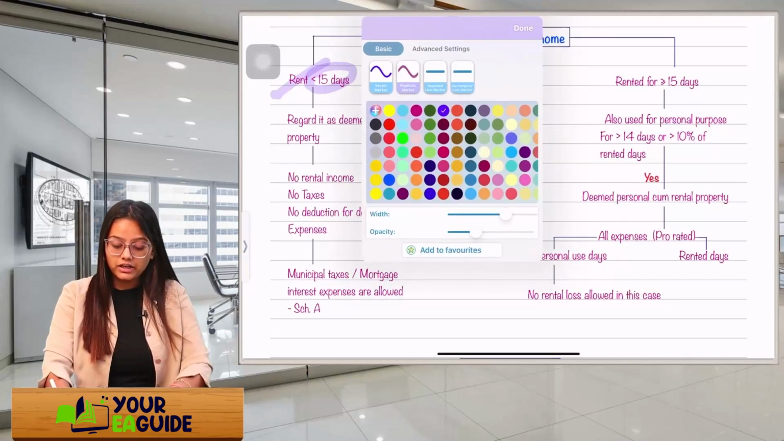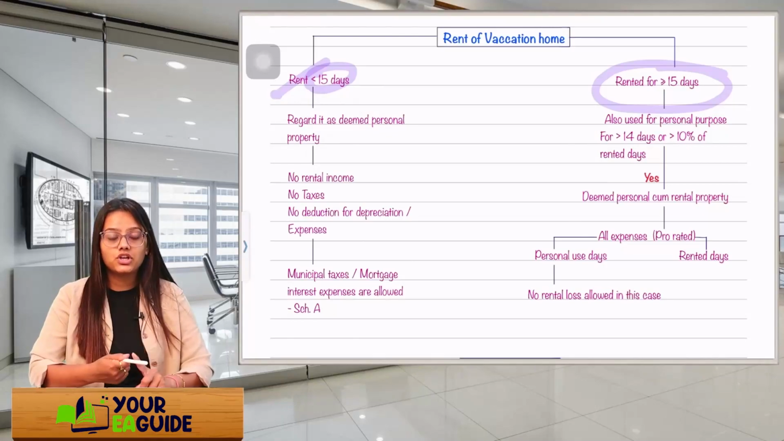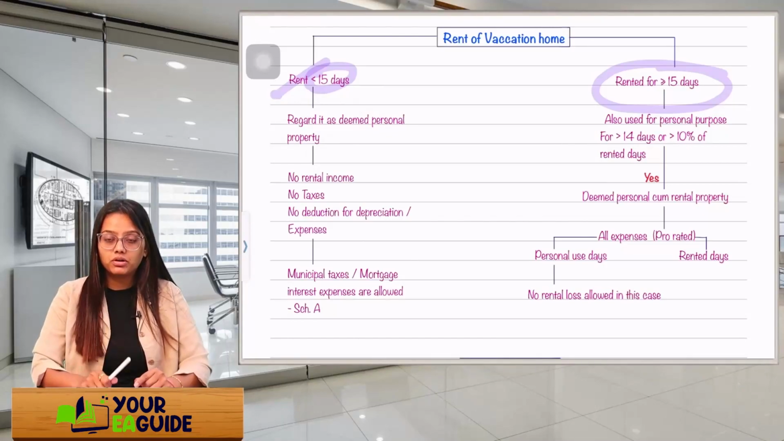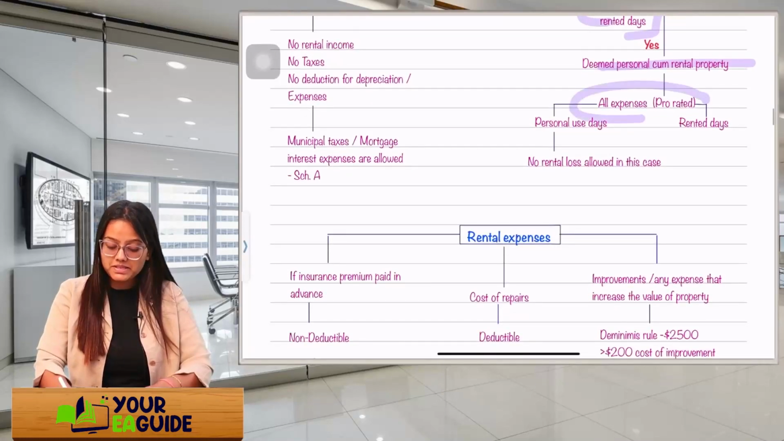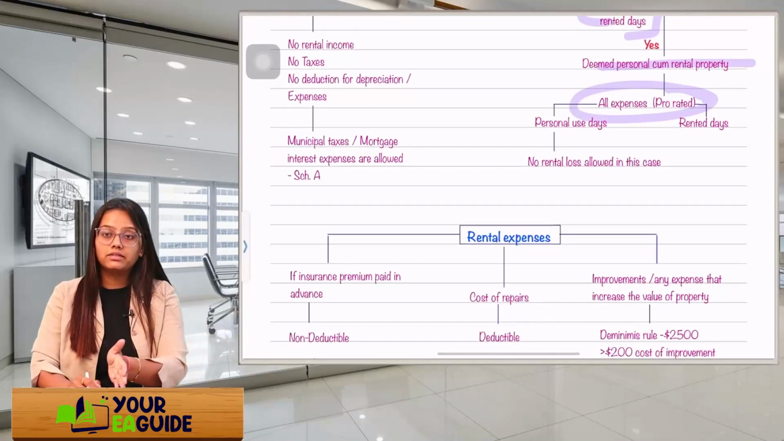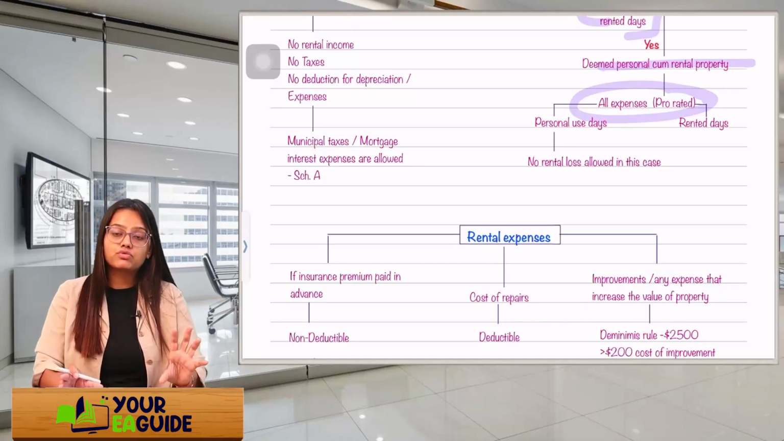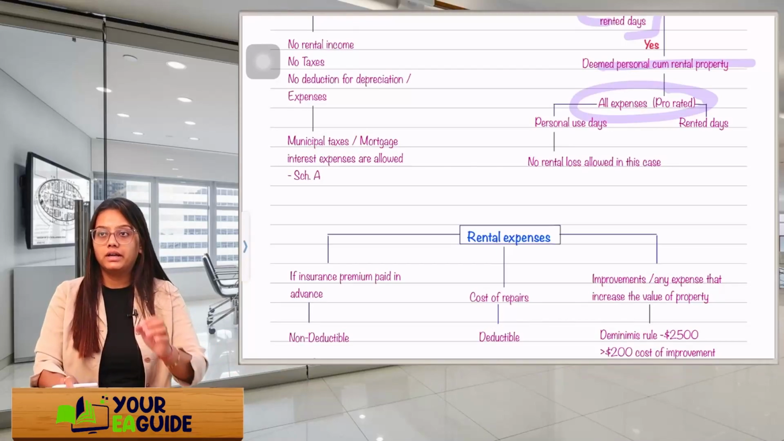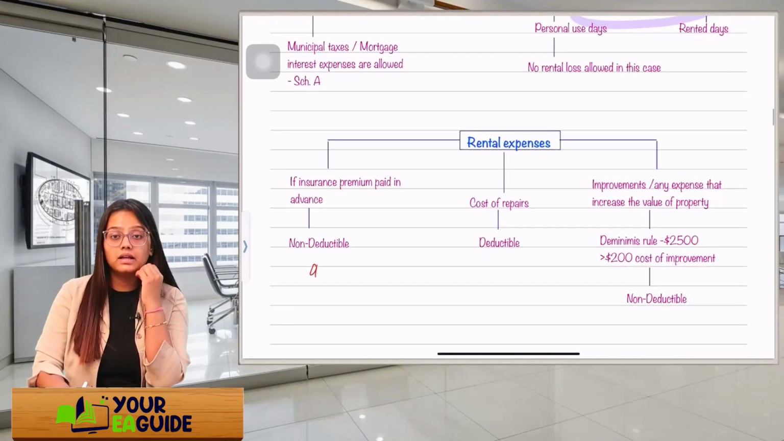But on the other side, if you rent it for at least 15 days or more, then first check, are you using that property for personal use for more than 14 days or 10% of rented days? If yes, it will be deemed a personal cum rental property, right? And all expenses will be prorated, meaning you need to allocate them between the number of days used for personal purposes and the number of days used for rental purposes. Okay, clear guys?